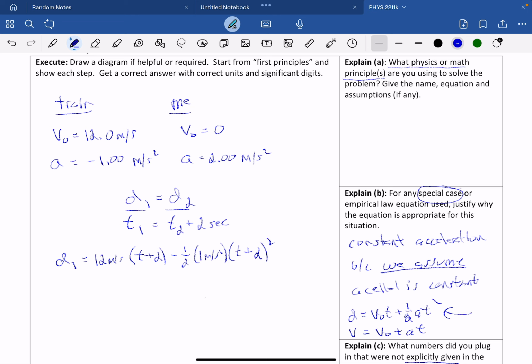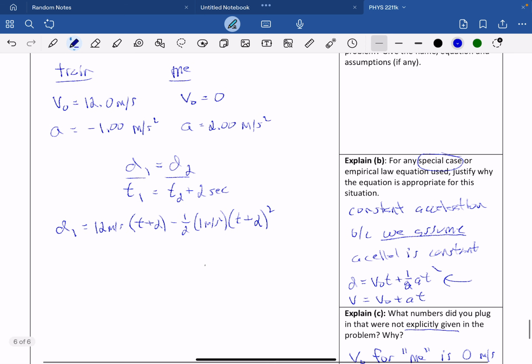Okay, and I took the minus out. The acceleration was -1, but I just put it out in front of the 1/2. Okay, and we know that distance 2, the distance that I travel, my initial velocity was 0, so all I have is 1/2 at squared, so that's going to be 1/2 times 2 meters per second squared times t squared. Now notice I put in t plus 2 for the train, and I put in t for me, and that's because we know that the train is moving for 2 seconds more than I am.